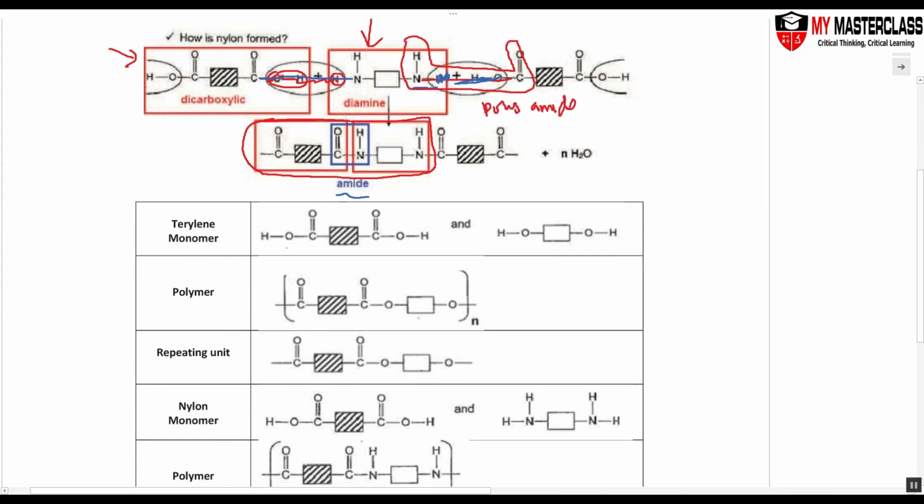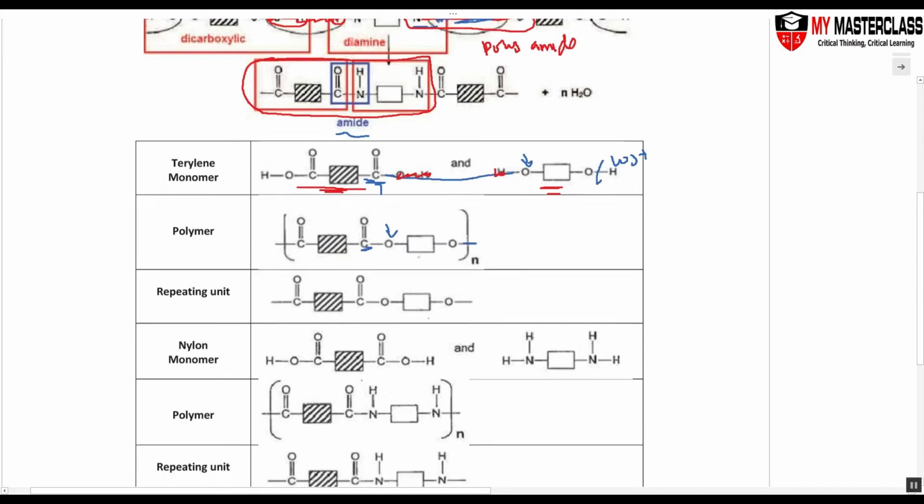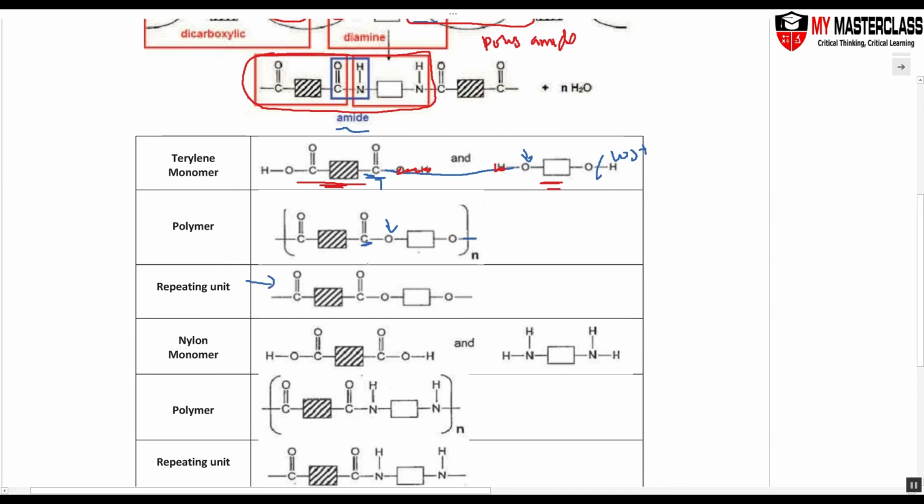For terylene, you have your two monomers, dicarboxylic acid and diol. If I want to draw the polymer, I remove the OH, I remove the H, join the lines up together, and this C immediately goes and joins to the O. So this C double bond O is joined to the O here. This O is immediately connected to the white box. But this H at the end will be lost again. So when I draw your polymer, this one is just a line, and then put in the bracket n. What is your repeating unit? Whatever is inside the brackets. This is your repeating unit.